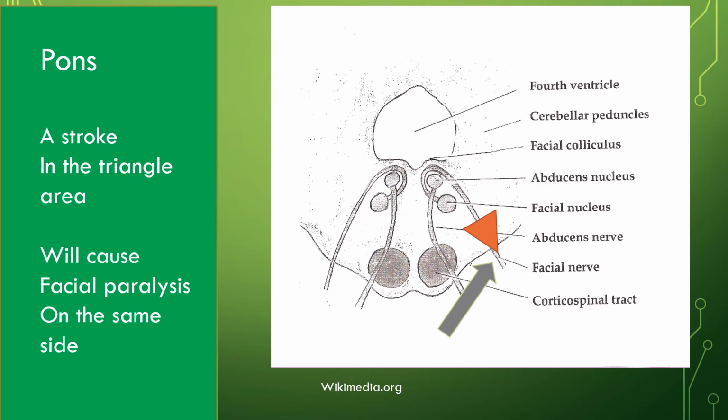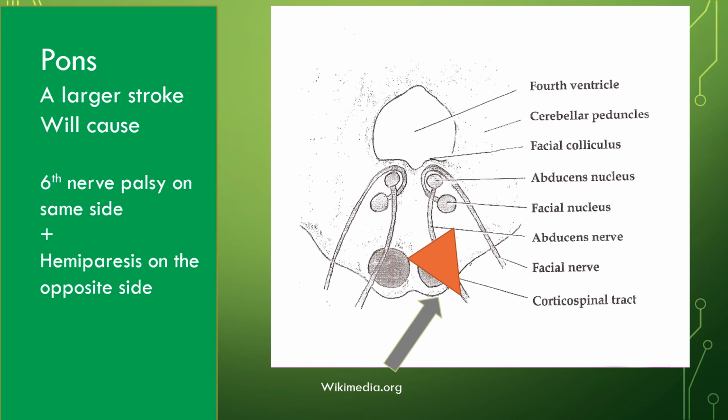If the patient has a small stroke, such as indicated by the orange triangle, it can affect the facial nerve and cause facial paralysis. If the stroke is on the medial side, it can affect the sixth nerve and the corticospinal tract, and it would cause inability to abduct the eye, and also difficulty moving the limbs on the opposite side of the body.